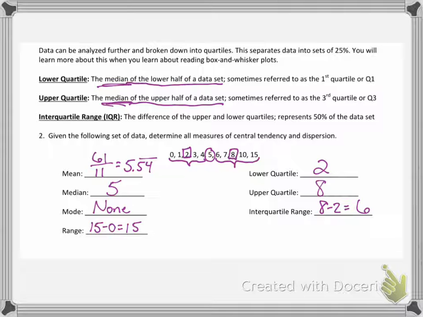So again, that's your basic review, how to find measures of central tendency and dispersion: mean, median, mode, range, lower and upper quartiles, and your interquartile range as well.